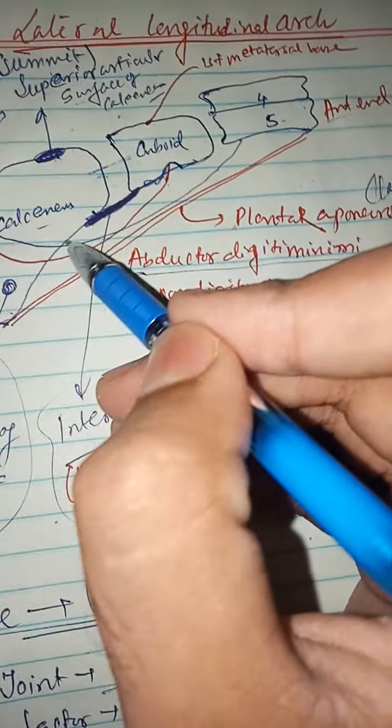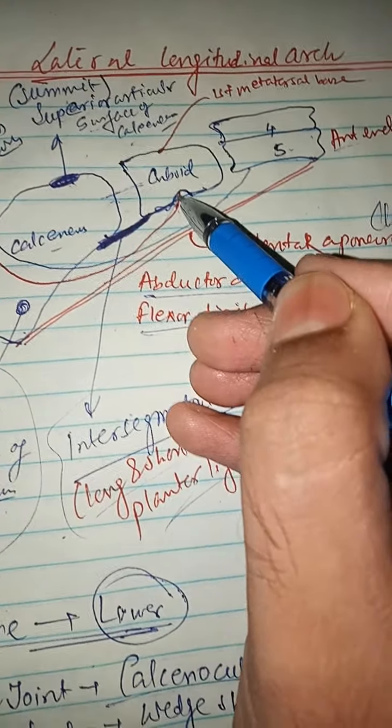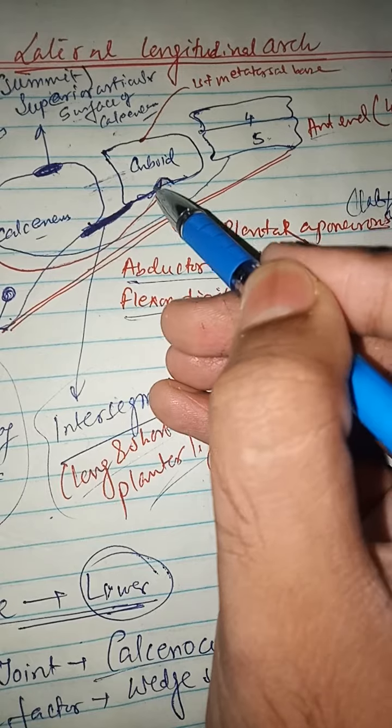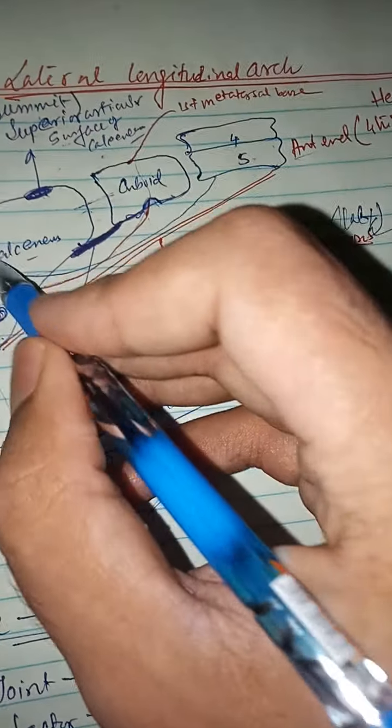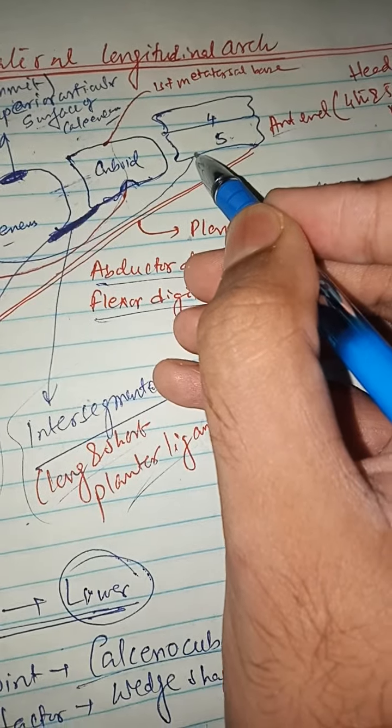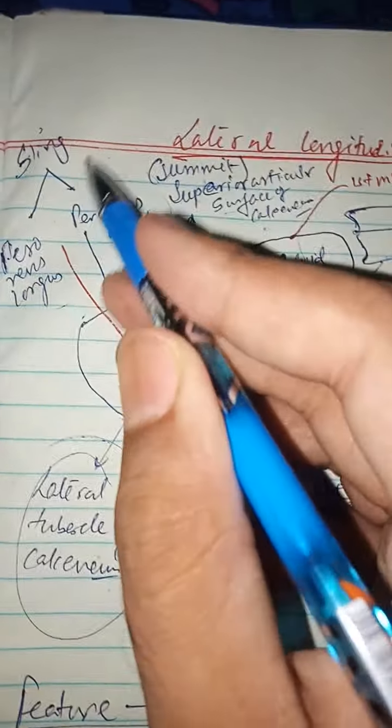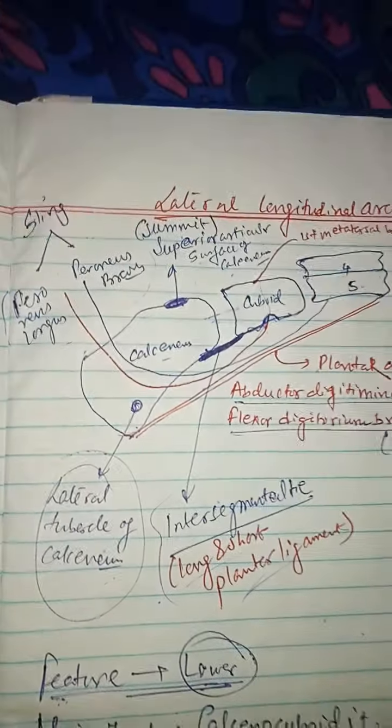In the lateral arch, the sling is formed by the peroneus longus and the peroneus brevis. The peroneus longus is a long muscle which is attached to a fossa inside the cuboid, and it is attached to the base of the first metatarsal. The peroneus brevis is attached to the fifth metatarsal. So the peroneus longus and brevis form the sling, which holds the arch upward.